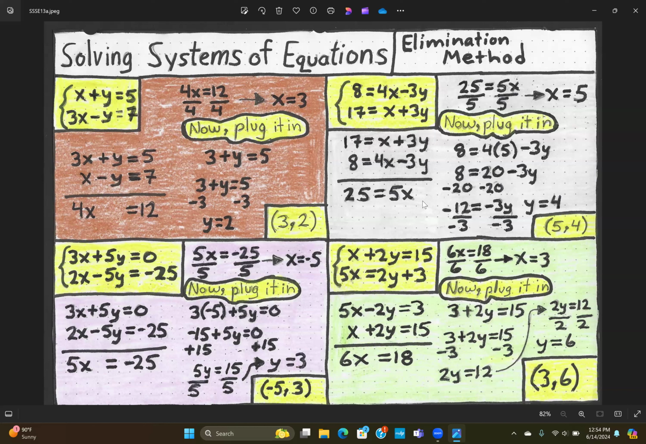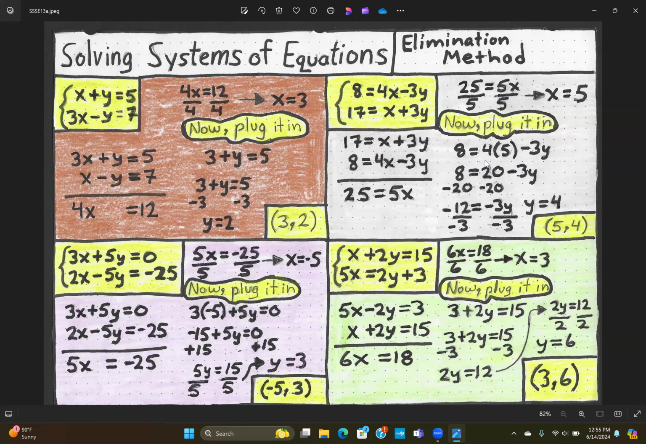And so guess what? All we have to do in this situation is solve for x. And the question is, what number times 5 will give me 25? And you're right. We now know that x is equal to 5, and let's plug it back into the easiest equation. It looks like this one is a little bit easier than the bottom one, so let's go ahead and work with that.